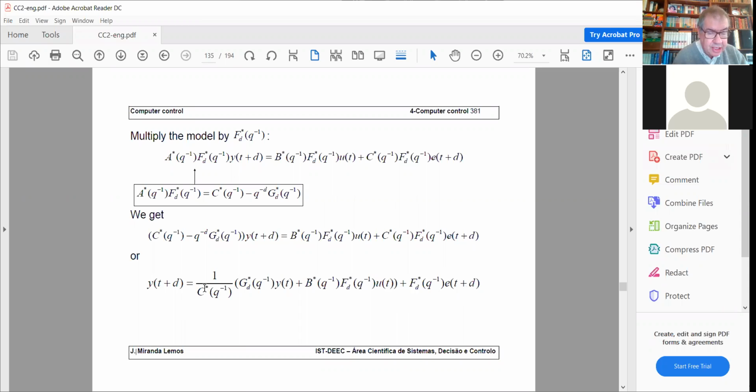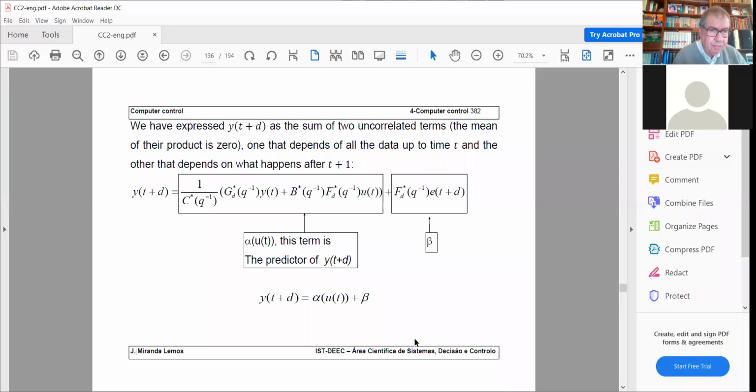Now, if C star is not 1, but some polynomial, my conclusions are not affected, because this is just a filtering of past data, and C star does not affect this term. Remember that when I divide by C star, that C star cancels, so you get F E star. So I can write my Y of t plus D as a sum of two terms, and I have placed these two terms between these squares.